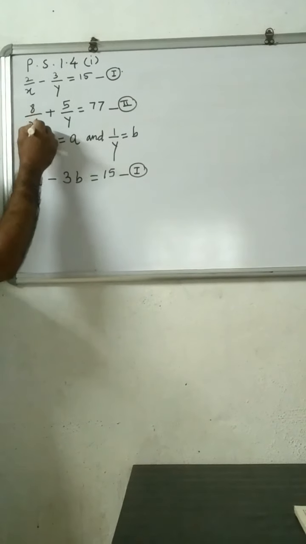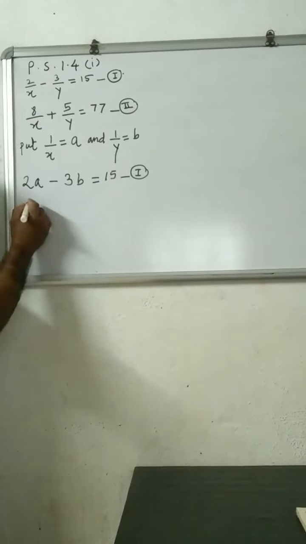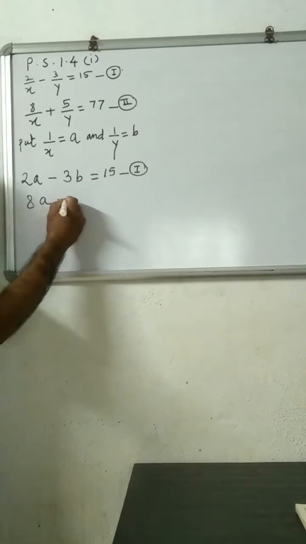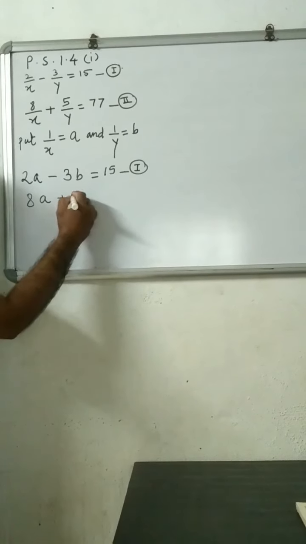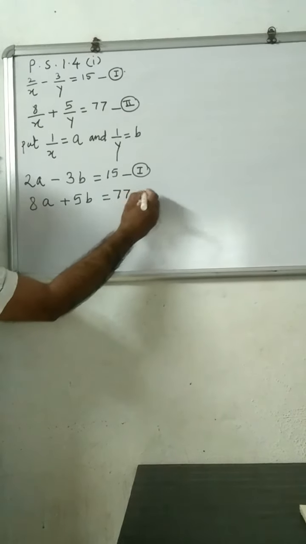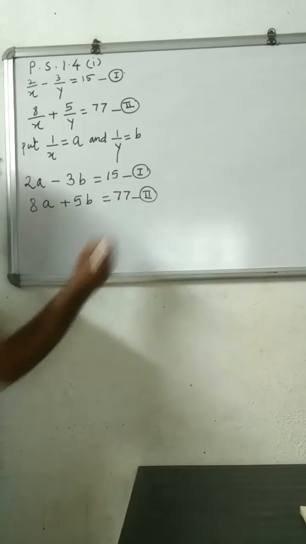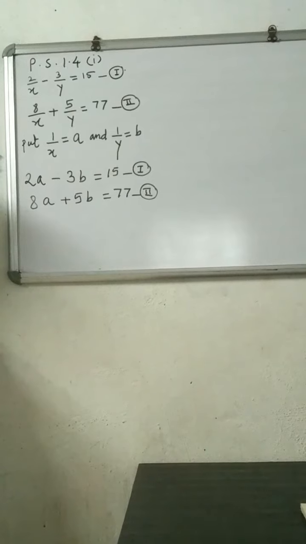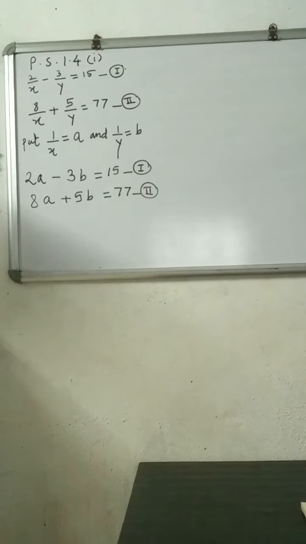And 8 upon x means it will become 8a, 1 upon x is a, plus 1 upon y is b, 5b is equal to 77. Equation number second. Now, these two equations we have to solve simultaneously.